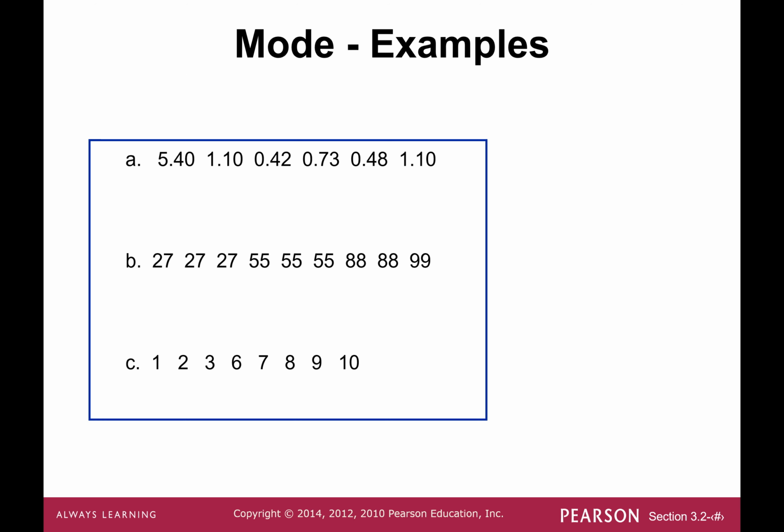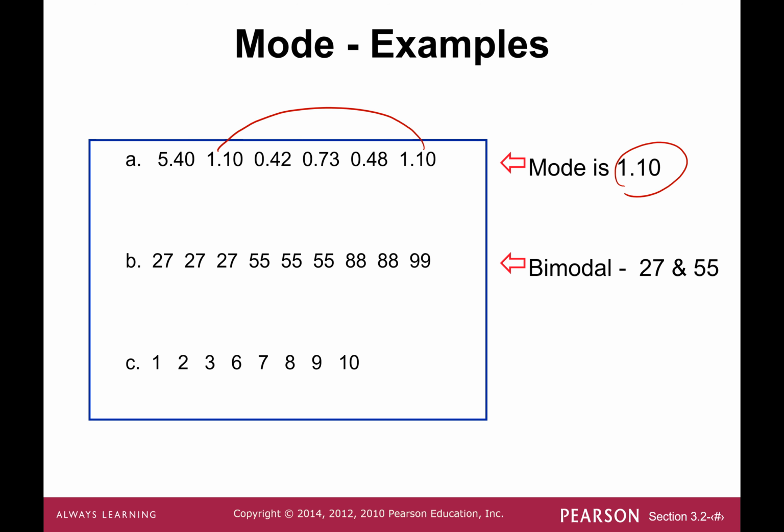Okay, so now let's take a look at this. Let's find out the mode for these different problems. First one, we have 6 data values and 1.1 appears twice. So that's the mode, right? The mode is 1.1 because 1.1 appears twice, which appears most frequently.